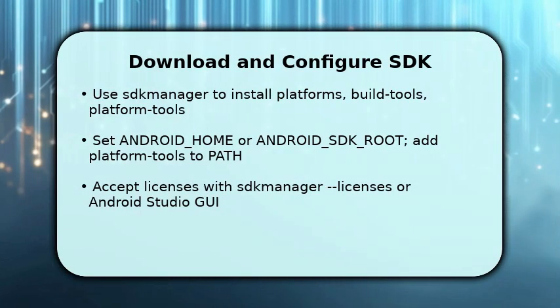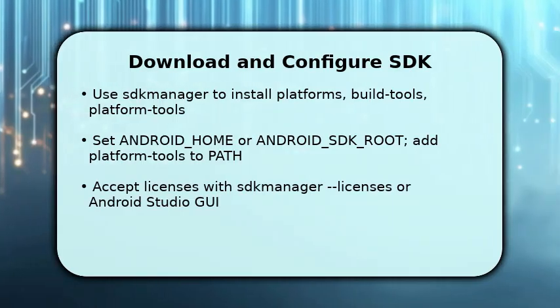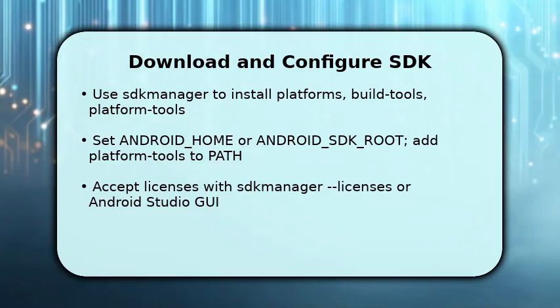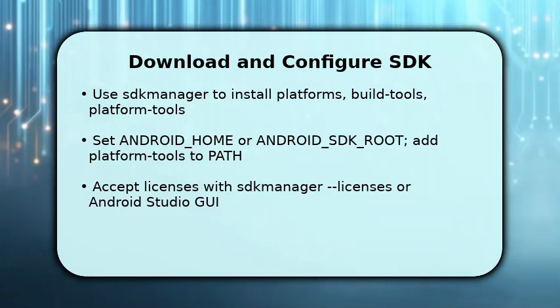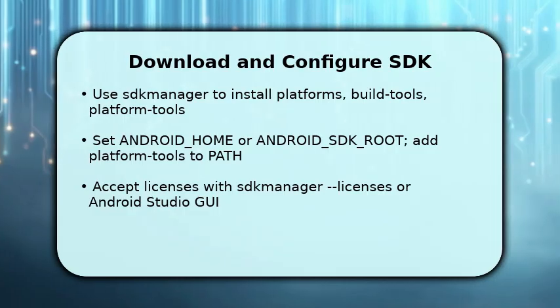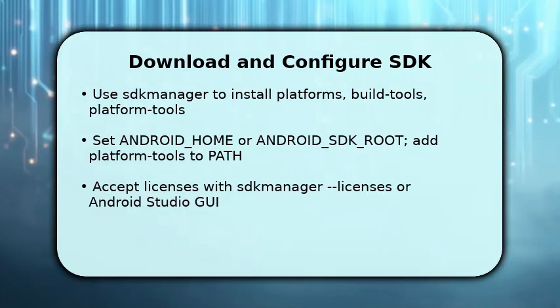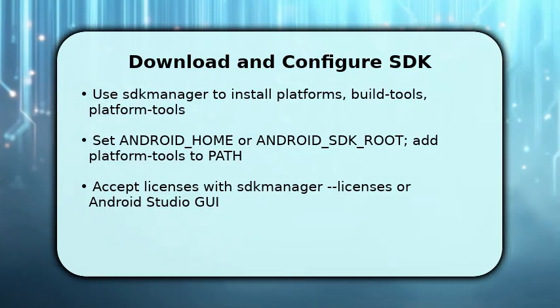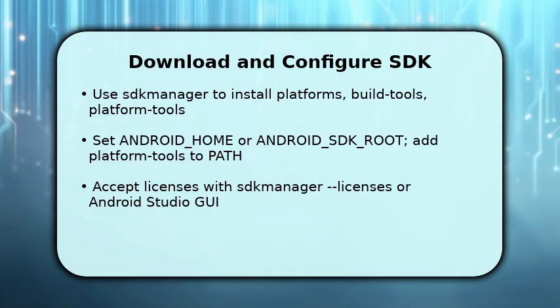You now obtain SDK components. Run SDK Manager and request platform tools, specific platforms, Android 31, and build tools 31.0.0 to match your target. Once downloaded, set Android SDK root or Android Home, and append the Platform Tools folder to your path so ADB and Fastboot are available system-wide.